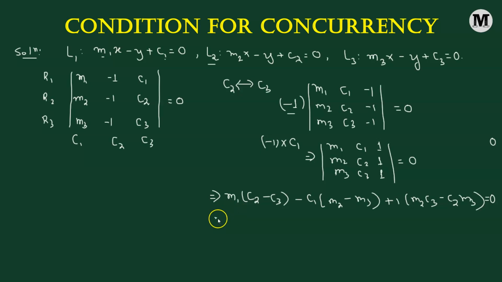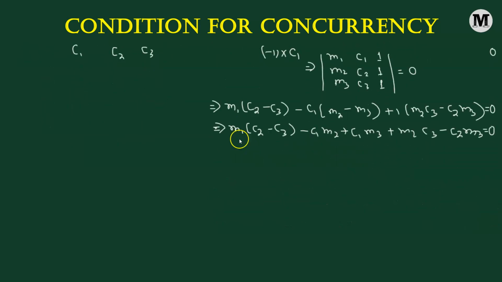So now we have m1. Let's keep this as m1 multiplied to c2 minus c3. Then we have -c1 times m2 plus c1 times m3. Added to that, we have m2 times c3 minus c2 times m3. That's equal to 0. So we will now have m1 multiplied to c2 minus c3.